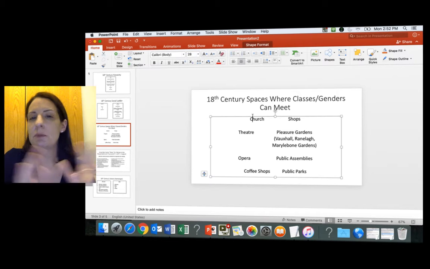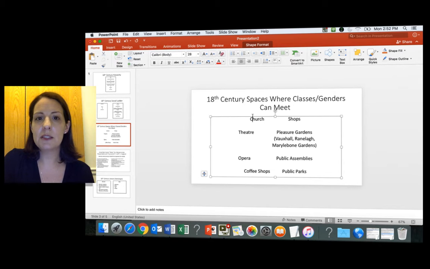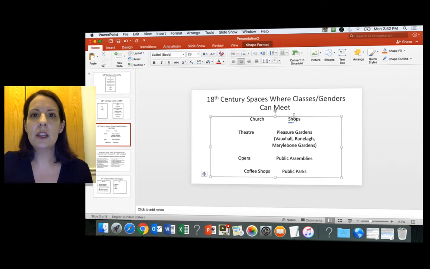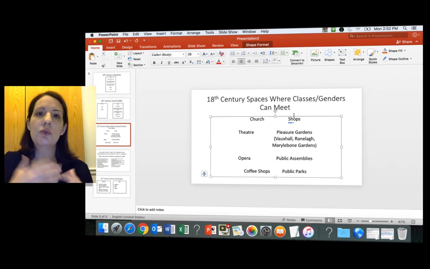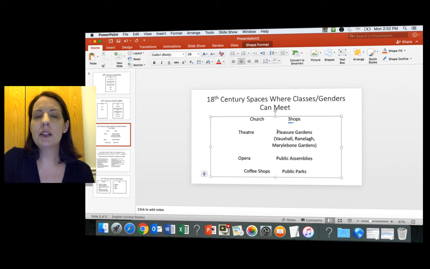First, there's always been church. People of different classes and different genders have always met in church. In the 18th century, there are some other spaces as well. There are theaters, there's opera, there's coffee shops, there's just general shops. People that are wealthy can rub shoulders with aristocrats in shops in new resort towns or even in London in different shopping areas, because they're all wearing similar clothing. This is a big change in the 18th century versus earlier centuries, where there actually were what we call sumptuary laws, where people of different classes could only wear certain types of clothing.